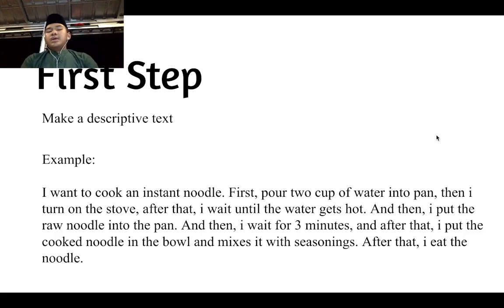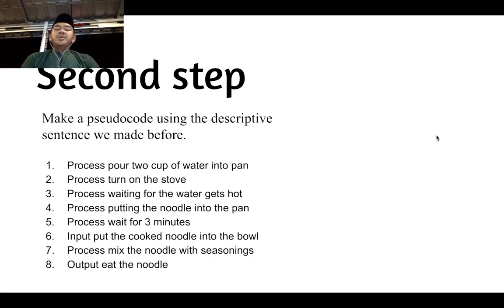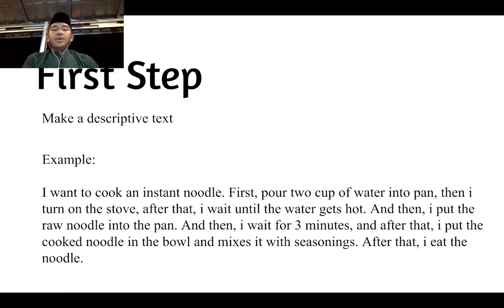And then the second step is to make a pseudocode using the descriptive text we made before. So I made the pseudocode, 1 to 8, something like this, using the descriptive sentence we made before. With this descriptive text, we made the pseudocode using this.